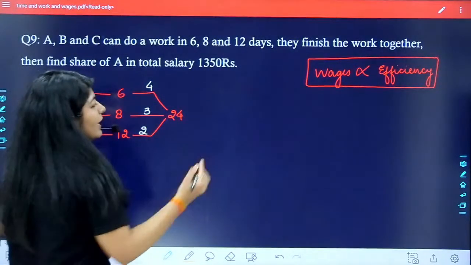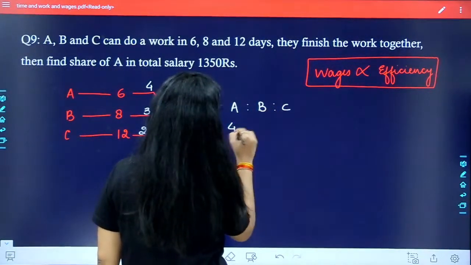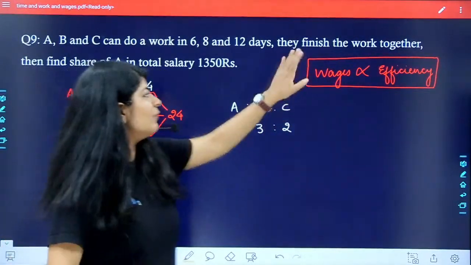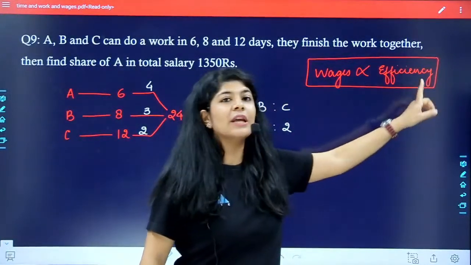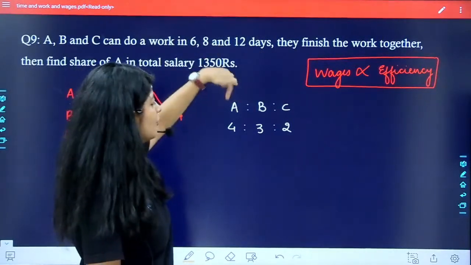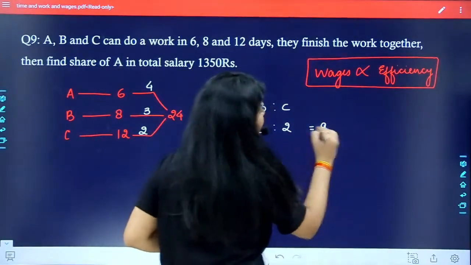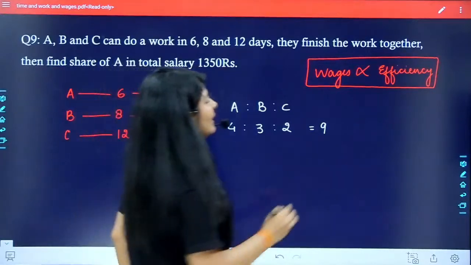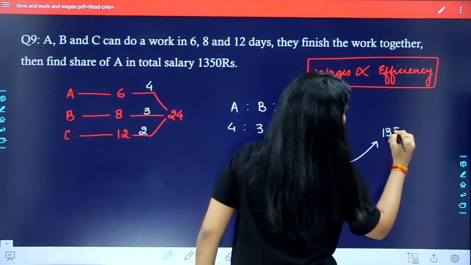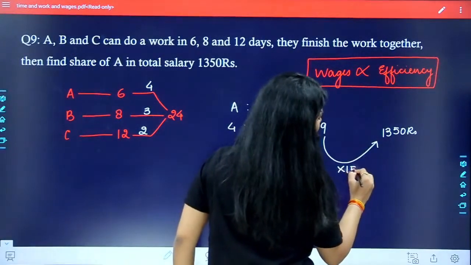Now we have to find out the individual efficiency as 4, 3, and 2. So here I can write the efficiency ratio among A, B, and C as 4 ratio 3 ratio 2. And we know that wages is directly proportional to efficiency. So from this we can say that the wages ratio is also 4 ratio 3 ratio 2. That means in total they are getting 9 rupees. But as per our data, they are not getting 9 rupees, they are getting a total amount of 1350 rupees. And this is a multiple of 150.